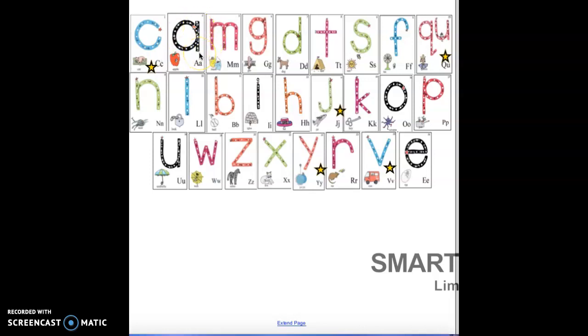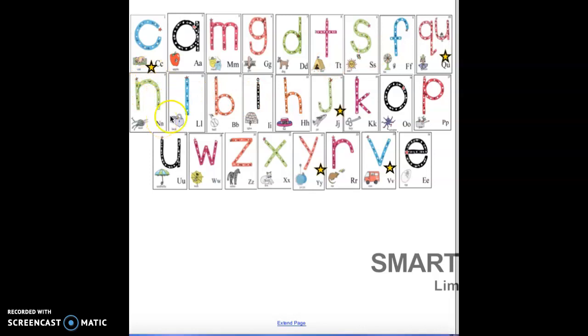A, apple, a. M, mask, m. G, gate, g. D, dog, d. T, tent, t. S, sun, s. F, fan, f. Q, queen, qu. No English word ends in Q. It is always followed by U.